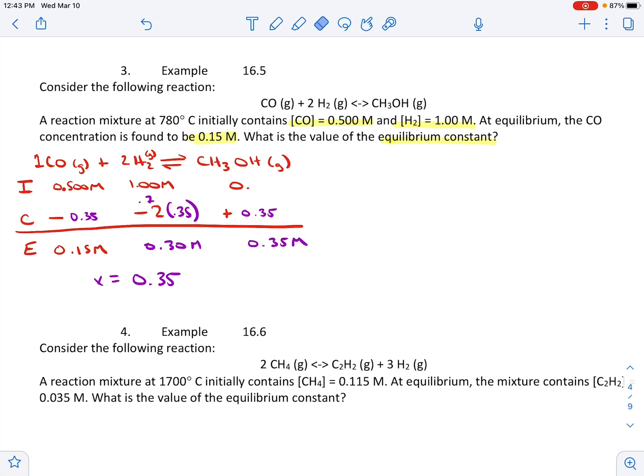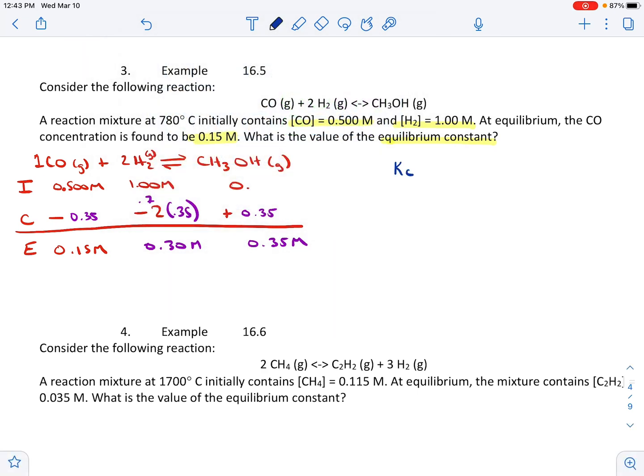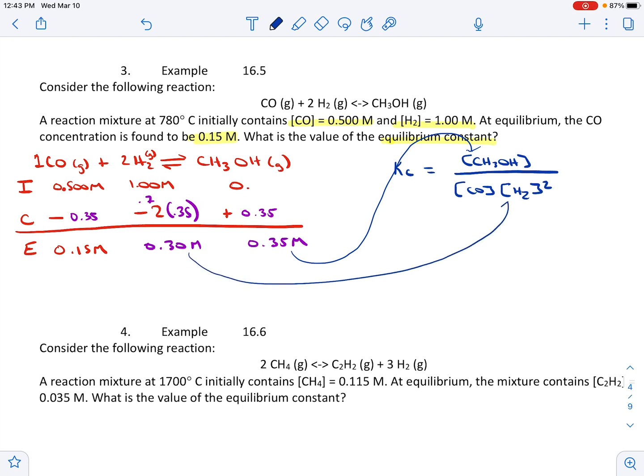Okay? I'm going to erase this x equals 0.35 just so I'm not confused. All right? Now, kind of shifting gears just a little bit. Now we can write our equilibrium constant expression. Products over reactants raised to their coefficients. So our product, we have CH3OH. It's got a 1 out front over our CO, right, times our H2 squared. And now we can just plug in these numbers into that equation and solve for our K there.